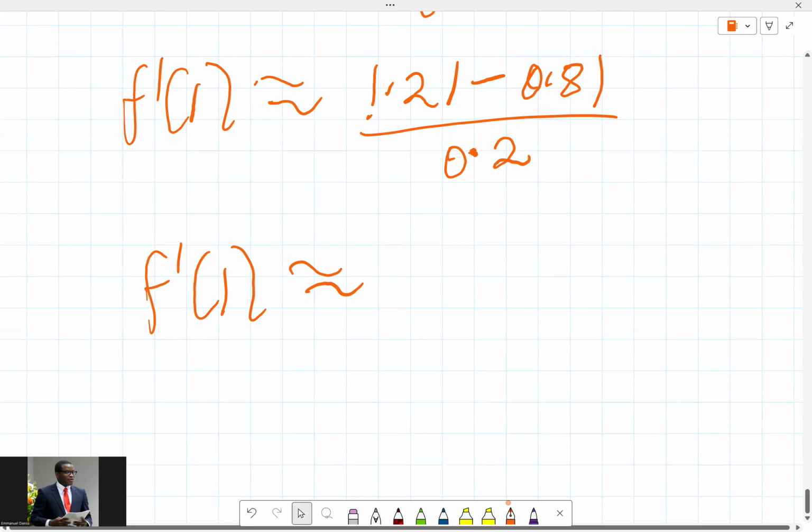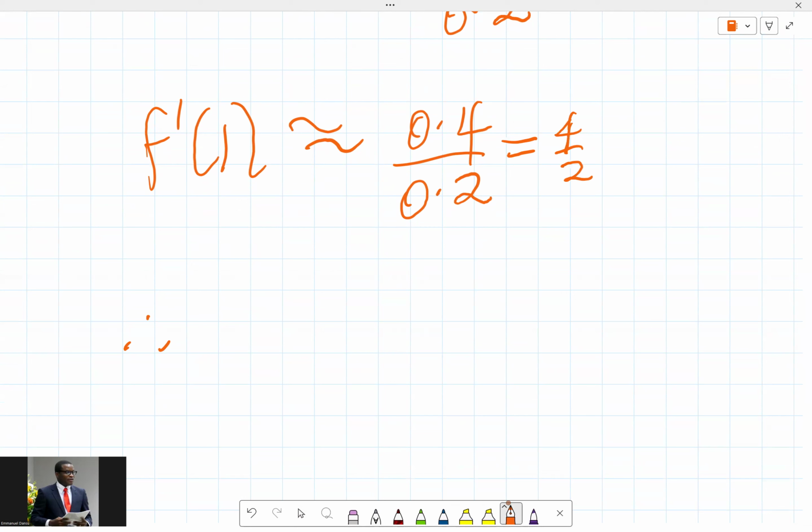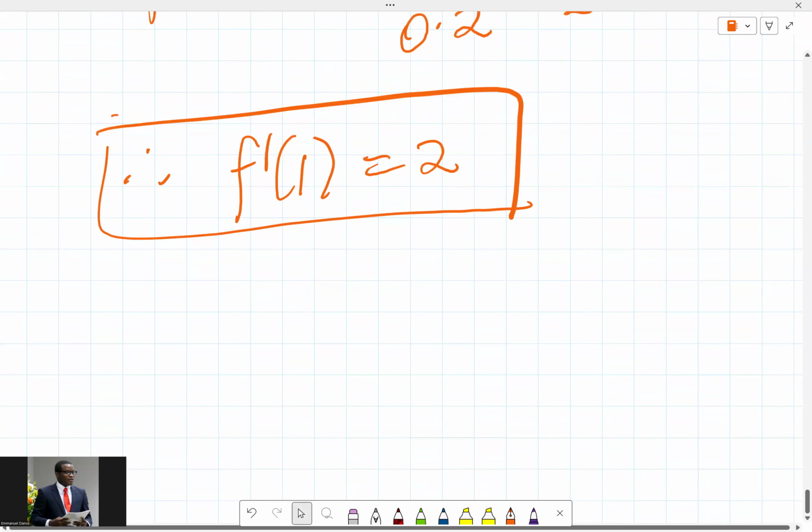Let's just go on. So this is simply 0.4 divided by 0.2. If you shift the decimal back one place, that's just 4 over 2, and the answer is 2. So you can say, therefore, f prime of 1 is equal to 2. So you see, in this case, the result is on point.